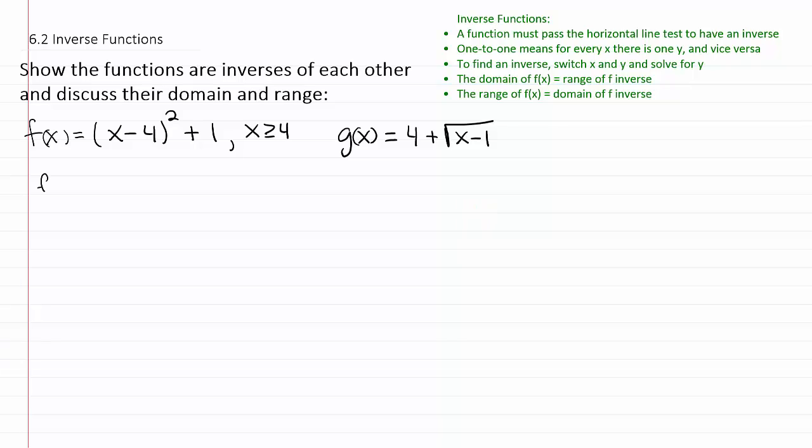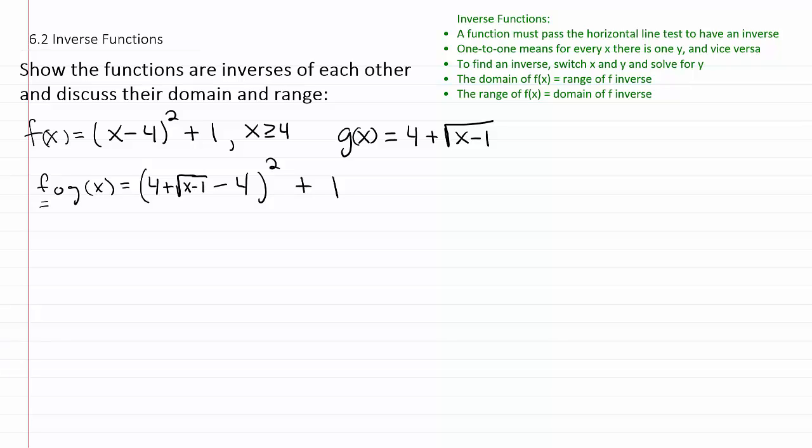So if I do f of g of x, right, then that means start with the f function and leave a space where all the x's were. So we'll have (minus 4) squared plus 1. And then plug in the g function. The g function in this case would be 4 plus square root of x minus 1, right?